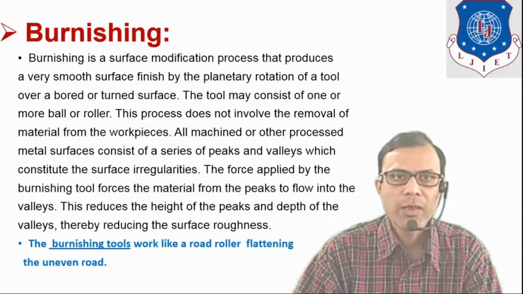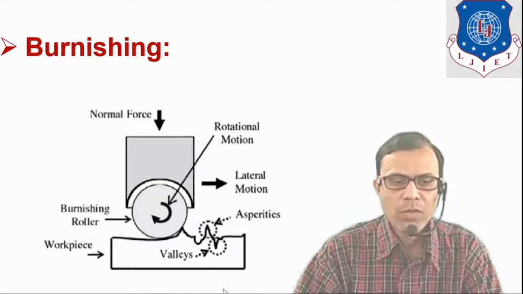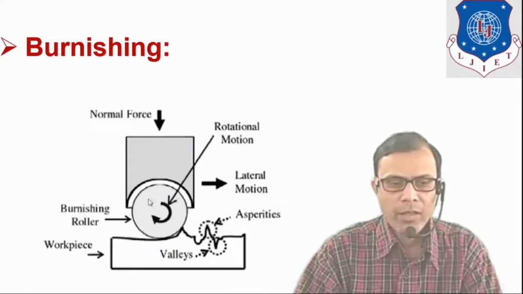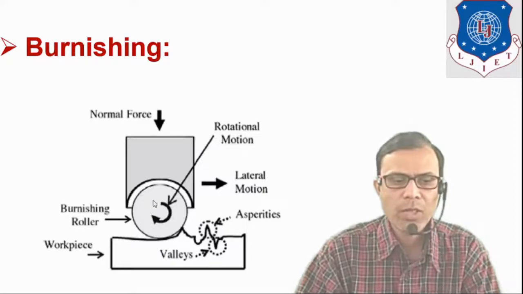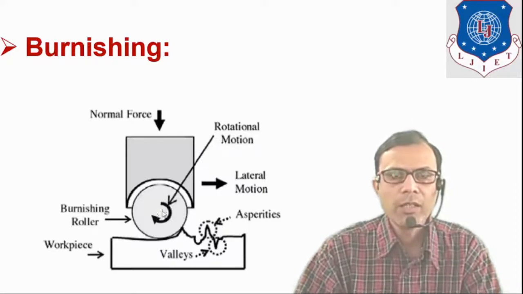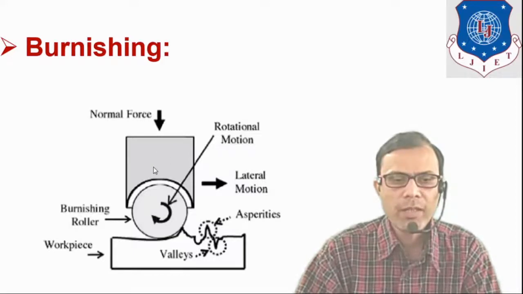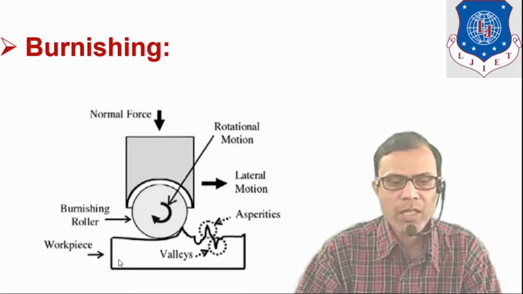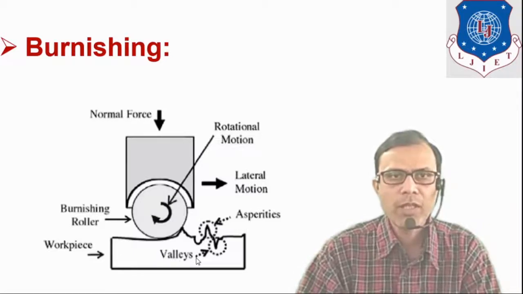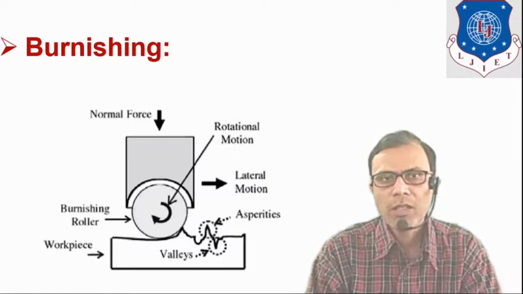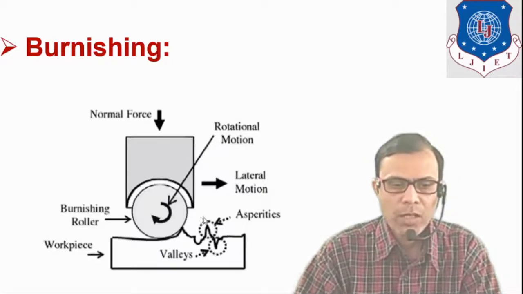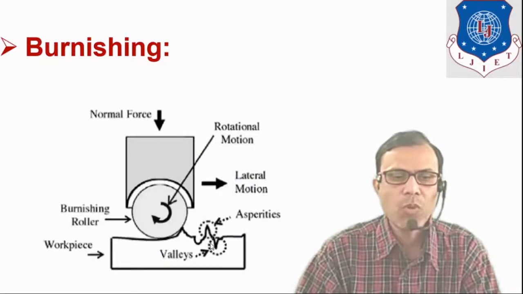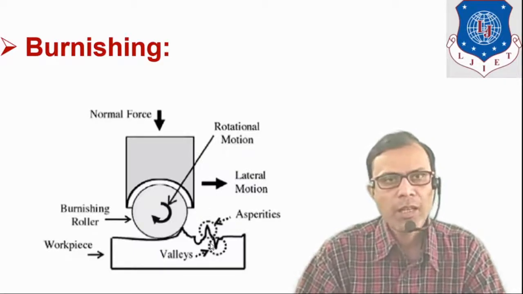Let's see the principle of this process. Here in this diagram, it may be spherical balls or it may be a roller. It is provided a rotary motion, and some normal force is also applied on this roller, and the workpiece is moving in this direction. So there is relative movement between the tool and the workpiece, and by that rubbing action, the irregularities in the form of peaks and valleys get minimized.